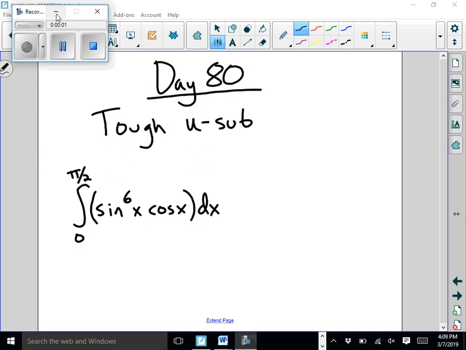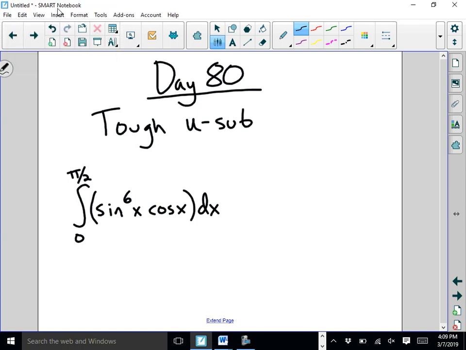Day 80. Looking at some tough U sub problems, or tougher. I don't think this first one is overly tough, but the next two are pretty challenging, and actually they're not both going to be U sub. Really, the tough U sub is the third problem we're going to look at today.